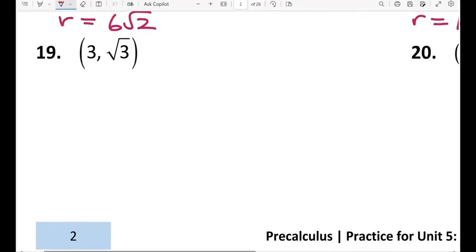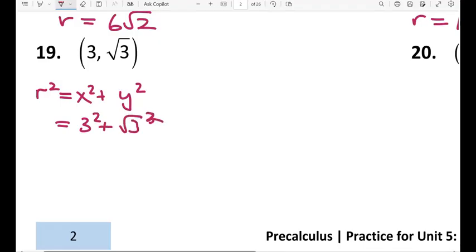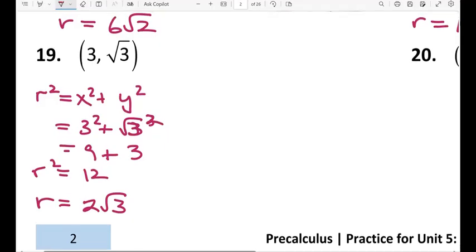In number 19, we have an x comma y, and we're going to an r comma theta. R squared is equal to x squared plus y squared. And the 3 squared is 9, and the square root of 3 squared is 3. So that means that r squared is 12. When we take a square root and simplify it, that's 2 times the square root of 3. We're picking the positive square root, of course, since we want an r value that's positive.